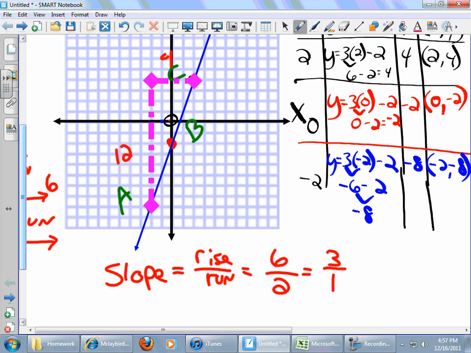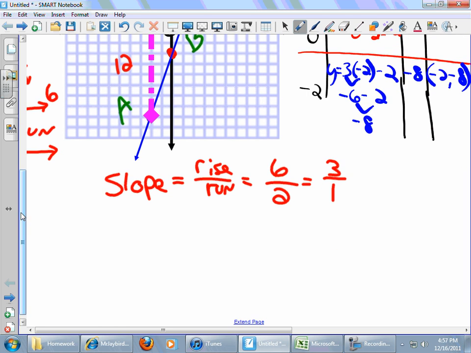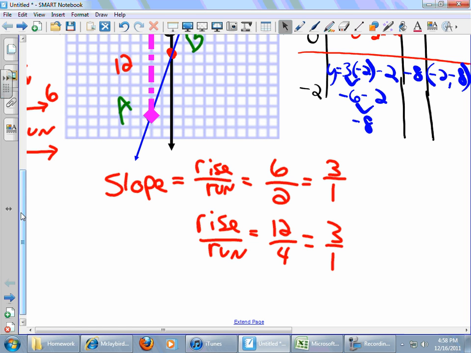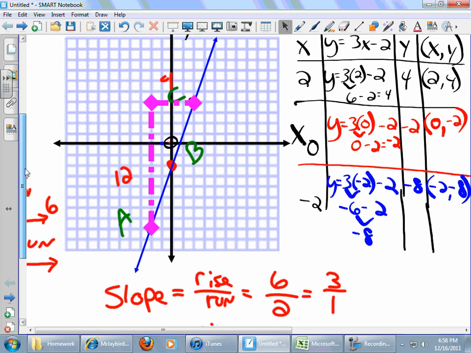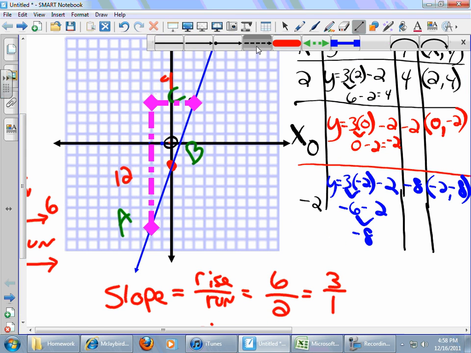So my slope, if I count from A to C, is still the rise over the run. My slope is going to be 12 over 4. But if I simplify that fraction, I know that 12 over 4 is the same as 3 over 1. Look at that, I get the same exact slope. It doesn't matter which 2 points I use. If I would have counted down, say from point C to point B, let's do that in black. Let's count down from C to B.